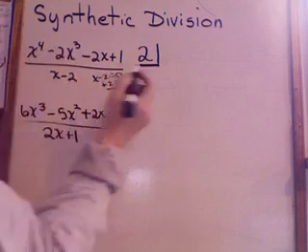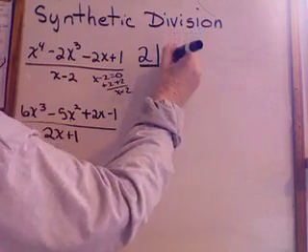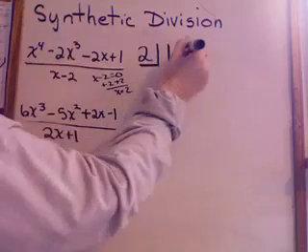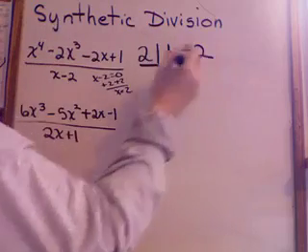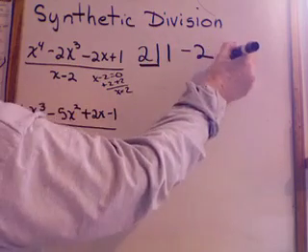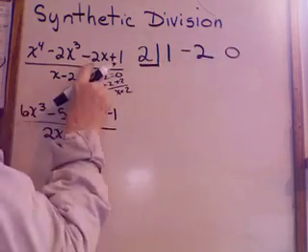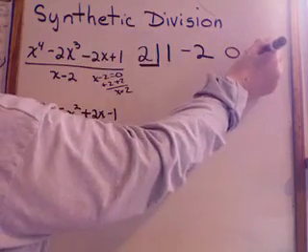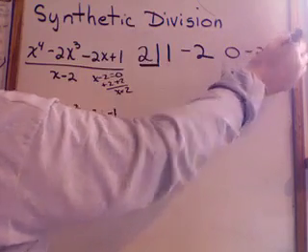What's the coefficient of x to the fourth? 1. Minus 2. Uh-oh, there's no x squared. That means 0x squared. Minus 2 plus 1.